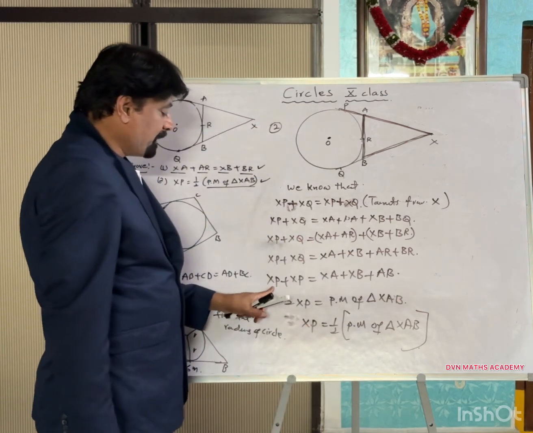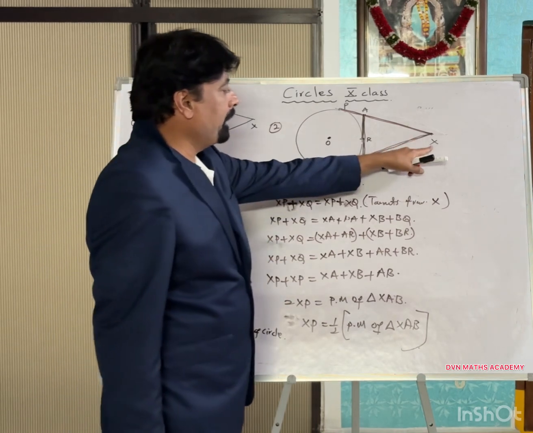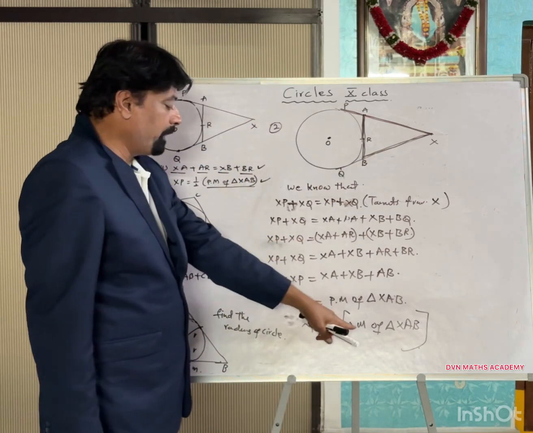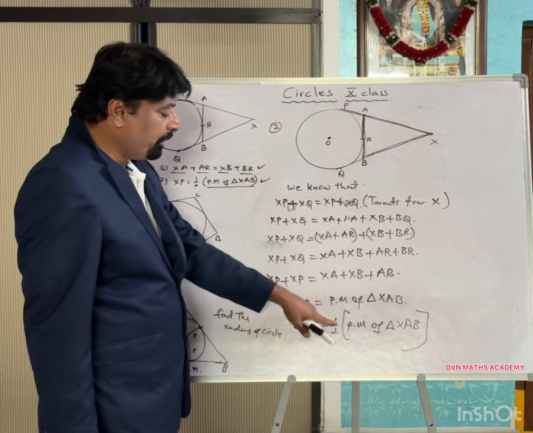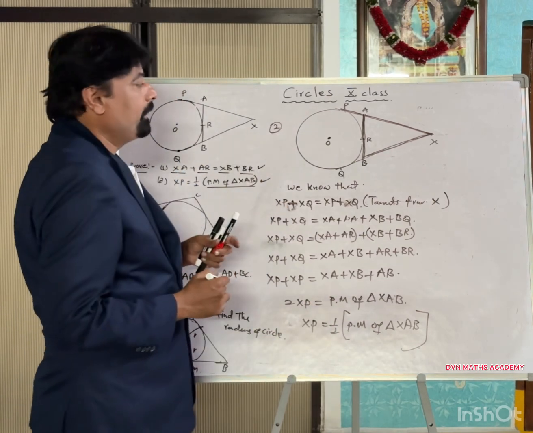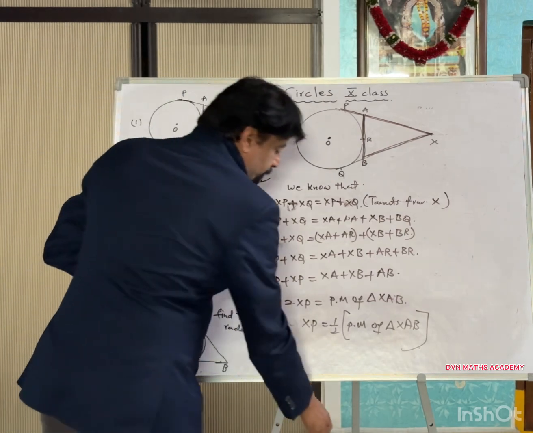XP and XQ are both equal because the lengths of the tangents from the external point are equal. Therefore 2XP is equal to the perimeter of the triangle. If you send 2 to that side, it will be half the perimeter of the triangle XAB. This question is asked many times. This is also one of the important questions for 10th class students.